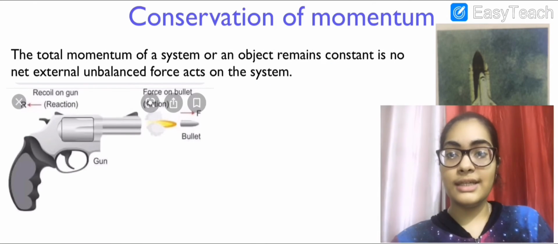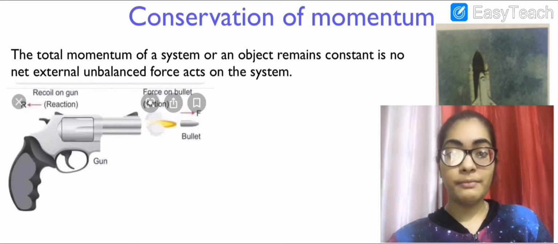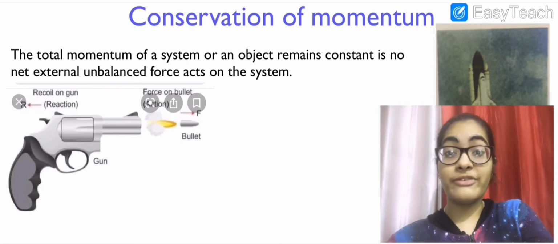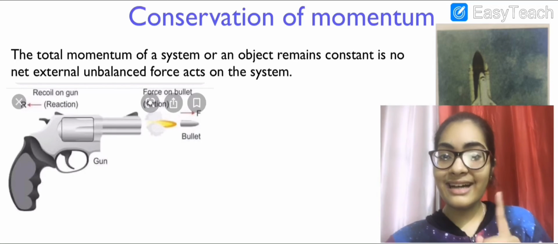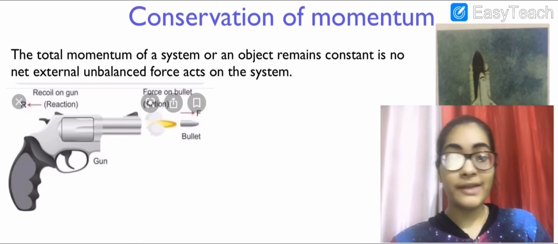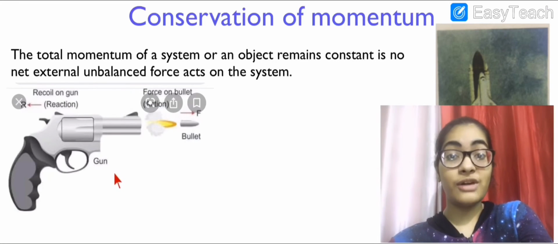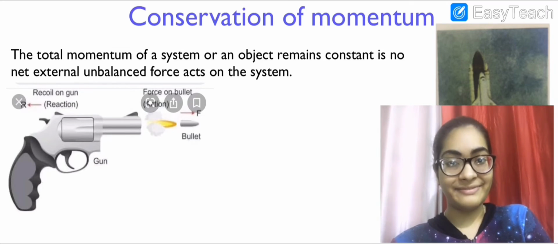And we are going to see conservation of momentum. Remember what is momentum? Mass into velocity is momentum, right? So the total momentum of a system or an object remains constant if there is no net unbalanced force acting on the system. When no external unbalanced force acts on the system, the total momentum remains constant. So we are going to prove this, okay? The recoiling velocity of the gun is an example for conservation of momentum as well, okay?